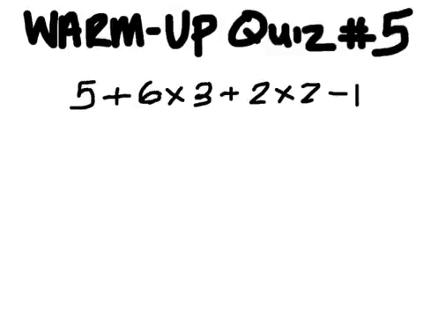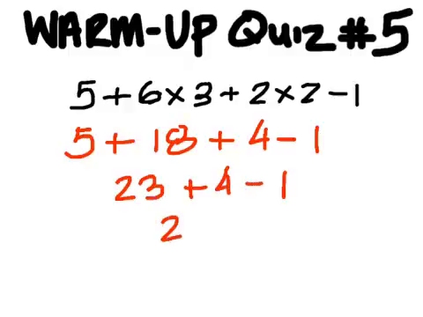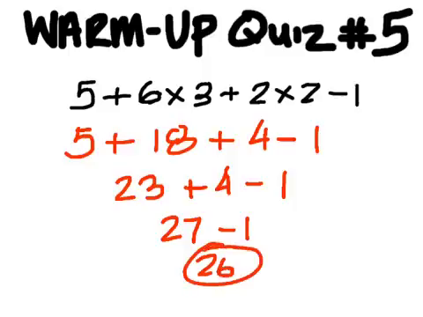Number 5. Answer on this one should be 5 plus 18 plus 4 minus 1. 23 plus 4 minus 1. 27 minus 1, which is 26.